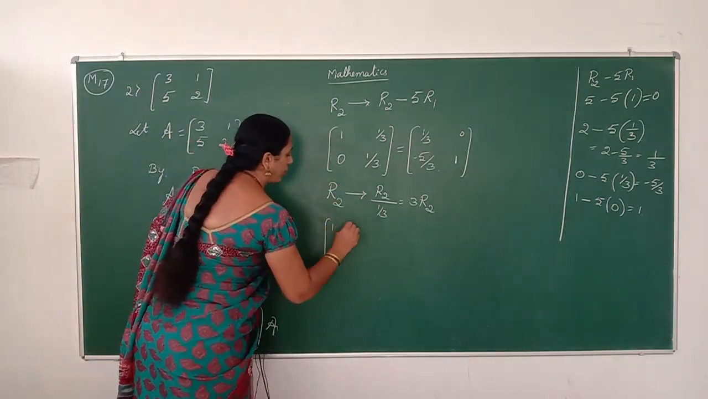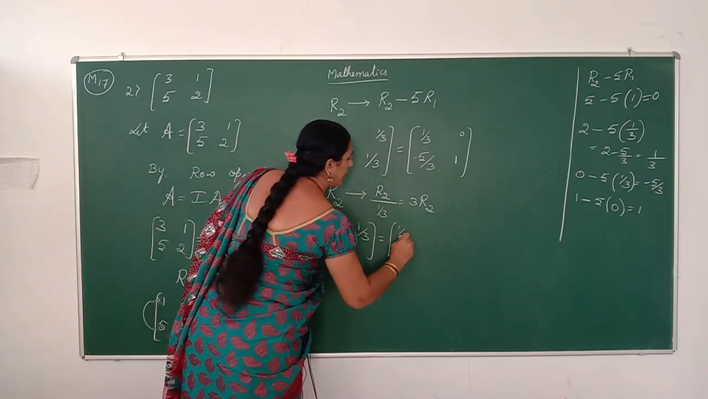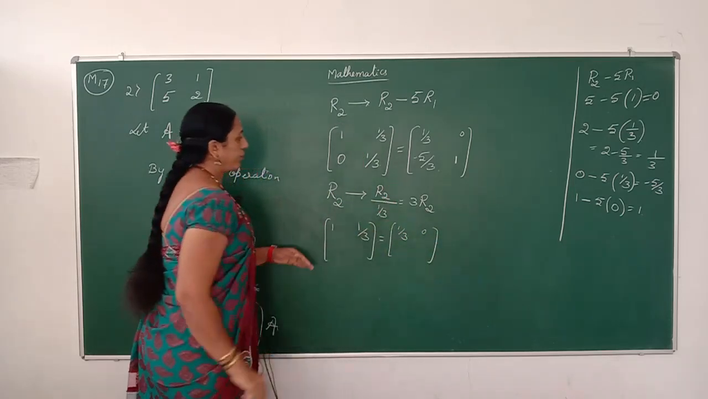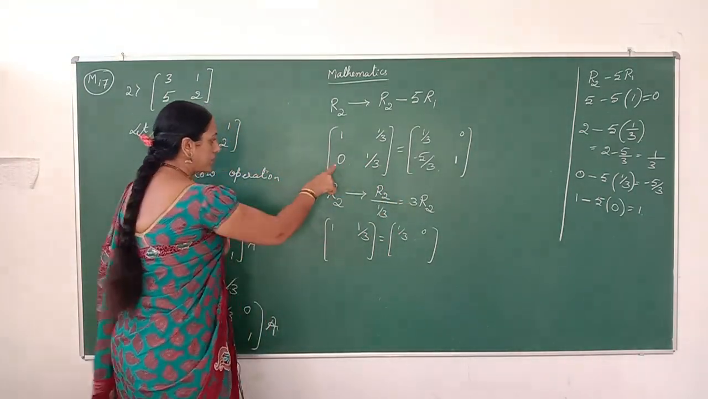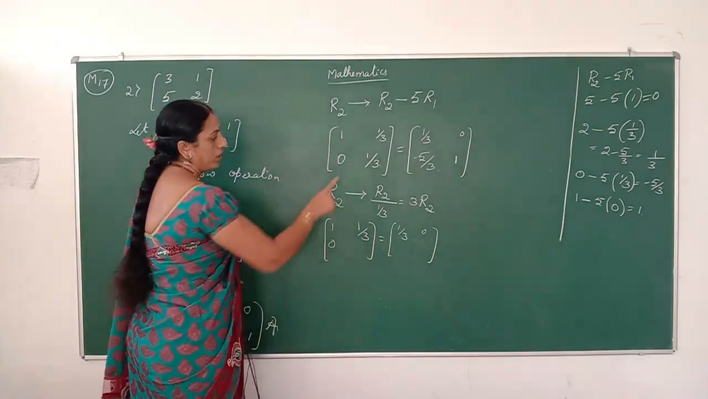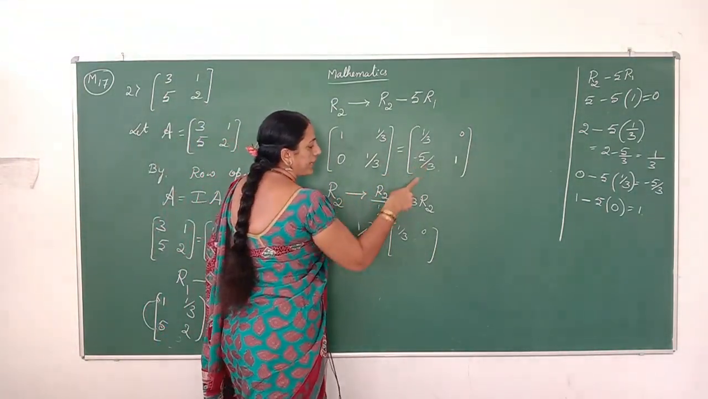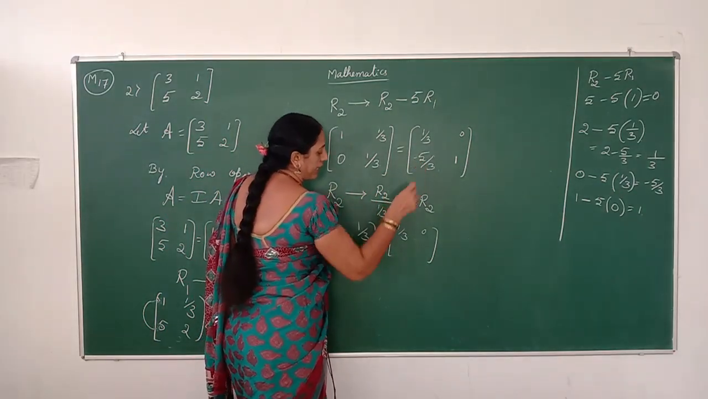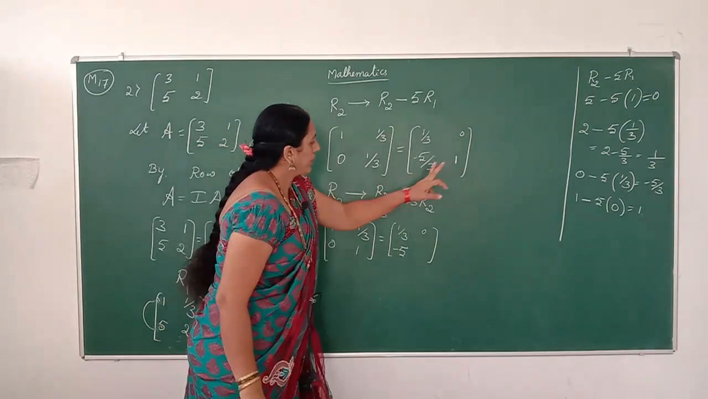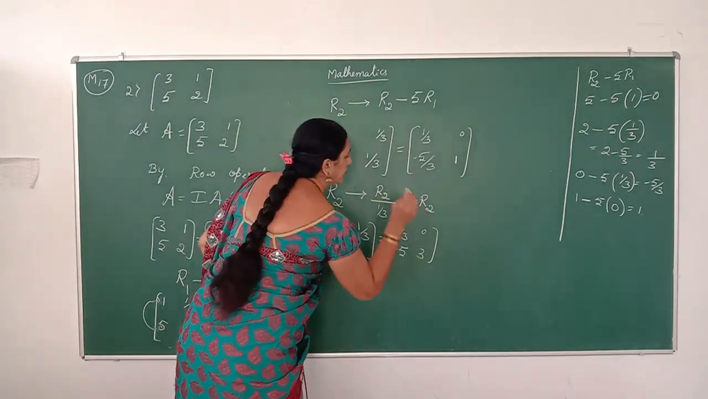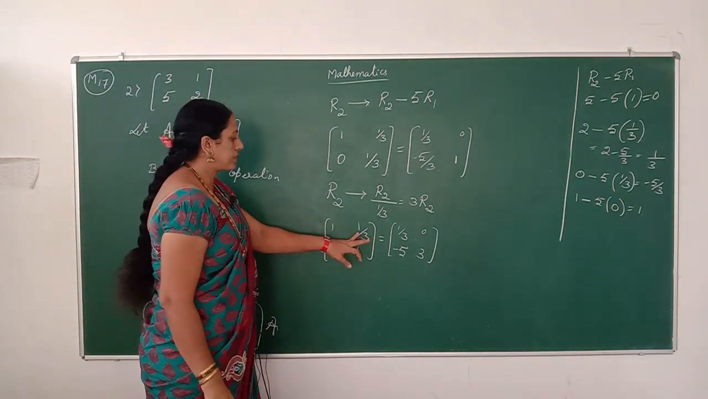Therefore in the first row 1 by 3, again 1 by 3, 0. So if all the elements of the second row are multiplied by 3: 0 into 3 is 0, 1 by 3 into 3 is 1, minus 5 by 3 into 3, the 3s cancel, which is minus 5, and 1 into 3 is 3. These are the elements of R2. Then the fourth place is 1 by 3.